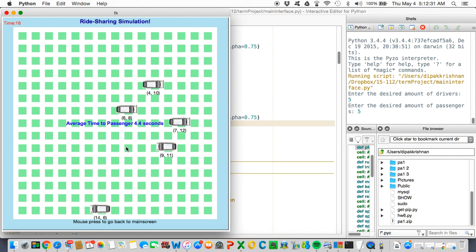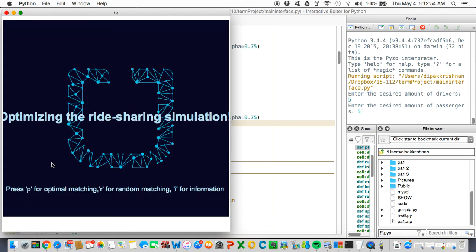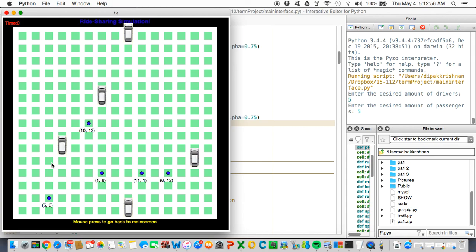So you have features like the Uber icon, passengers represented by blue dots, and the simulation works until all passengers arrive at their specific destination coordinates, as denoted right below their cars. As you can see in the middle of the screen, the average time to each passenger was 4.4 seconds. Now, let's go back to the main mode and check out random matching.